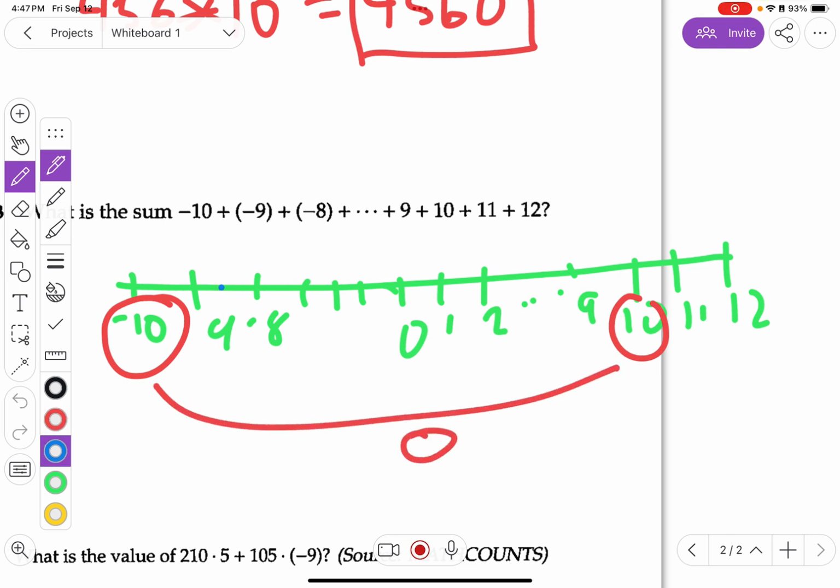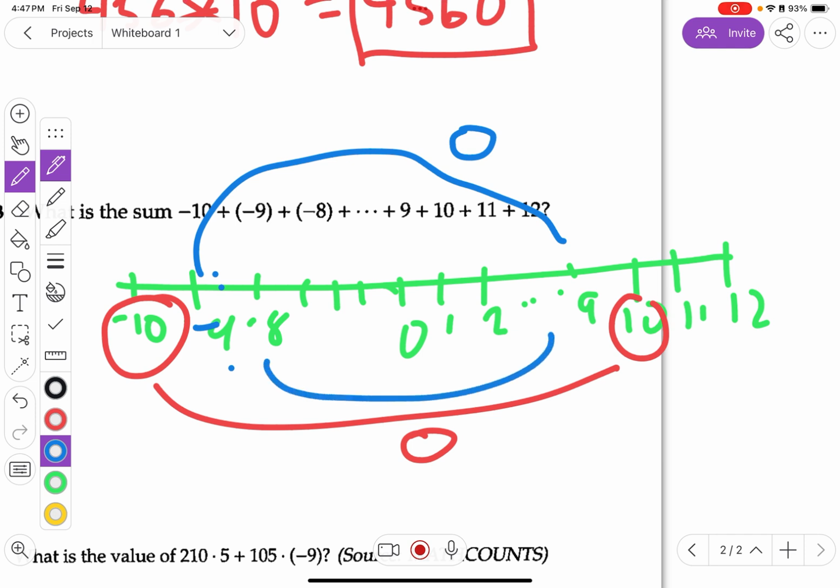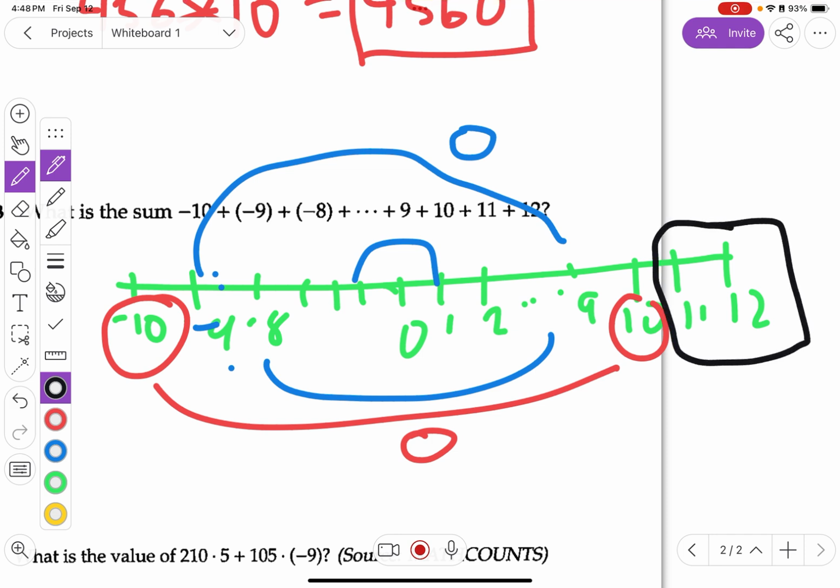I have a minus 9 and a 9, and I put those together and get 0. And so that's going to happen for 8 and -8, -1 and 1, for everything in between. And so then all that's left is the 11 and 12. So, and you say, okay, well, 11 plus 12 equals 23.